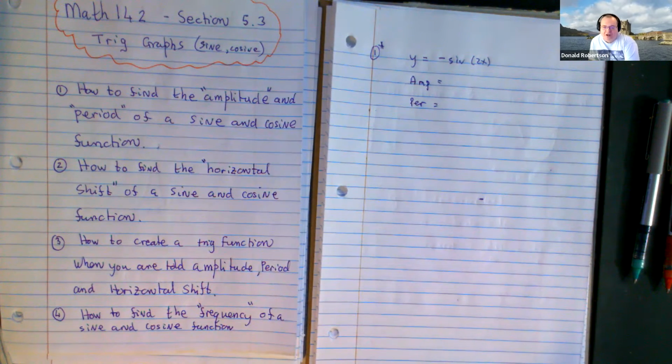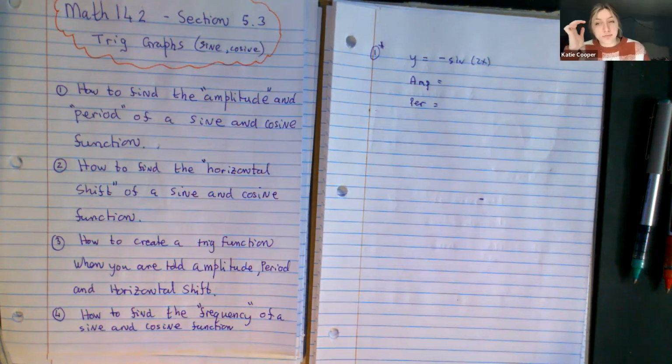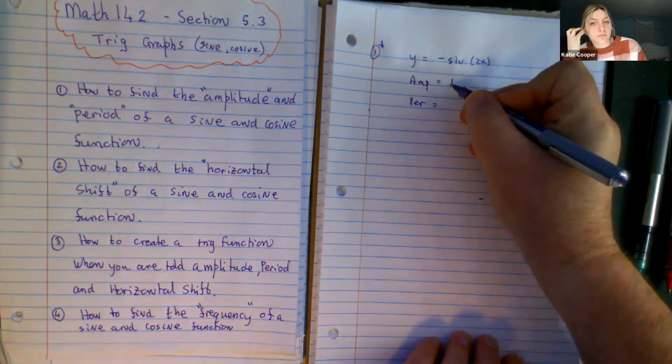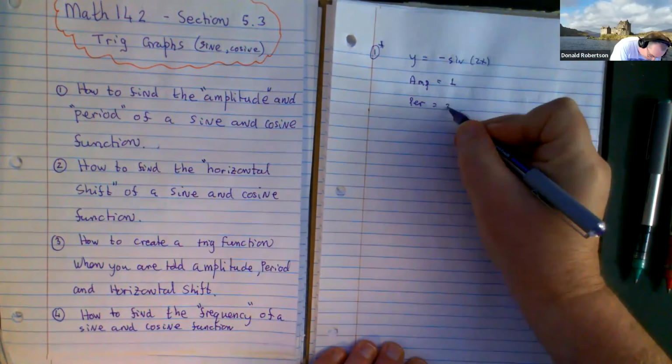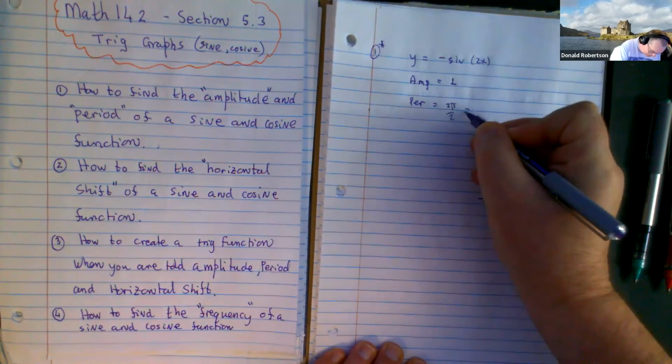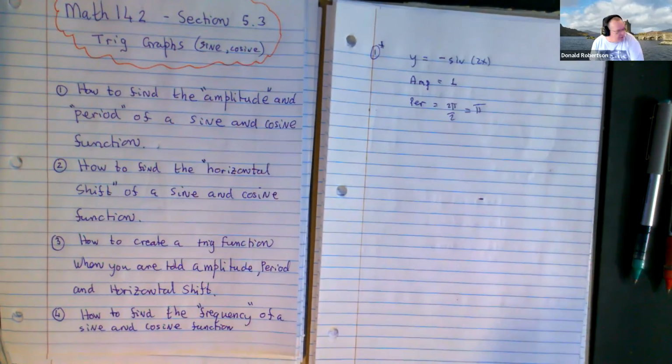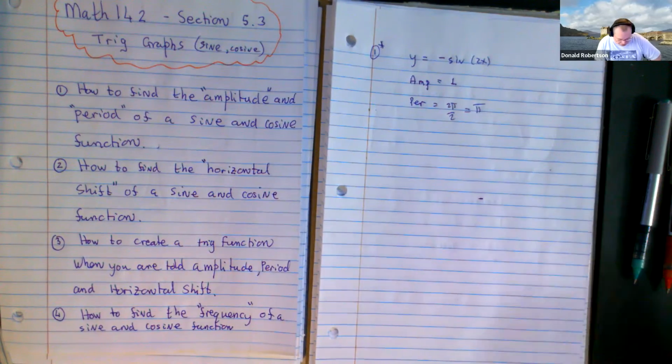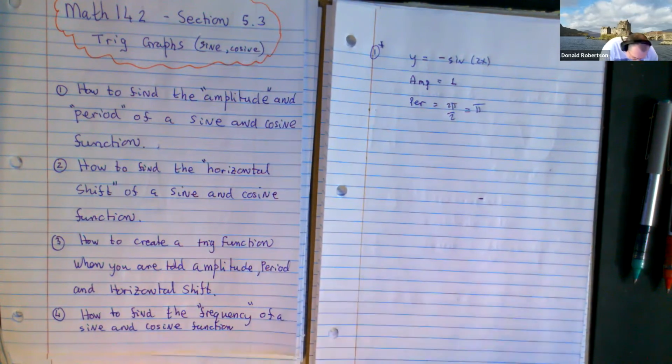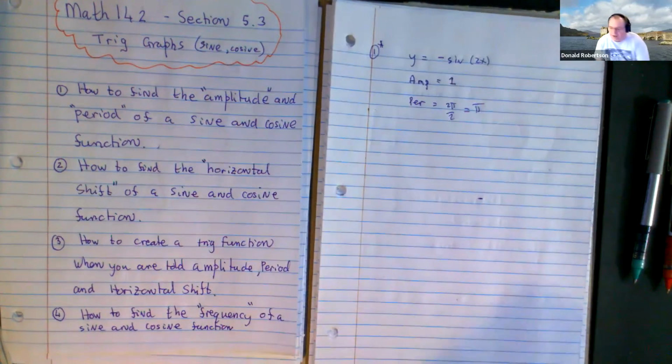Okay, so what's the amplitude of this? 1. And if you want to get the period, isn't it 2 pi divided by 2? So the answer would be pi. Okay. Now, my ones look a bit funny there. They look a little bit less funny now.